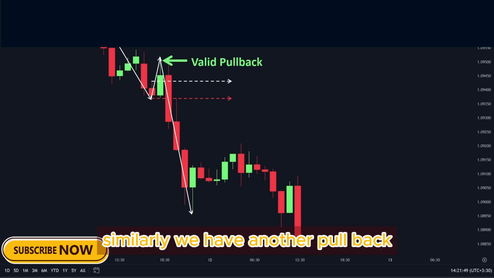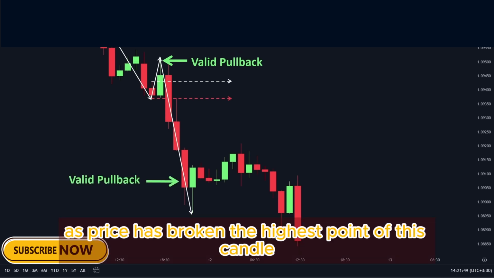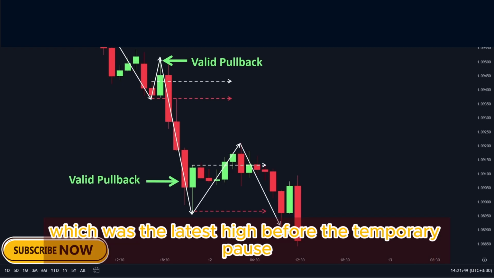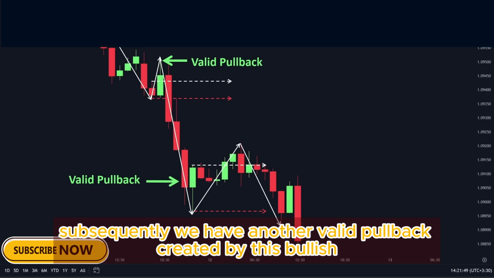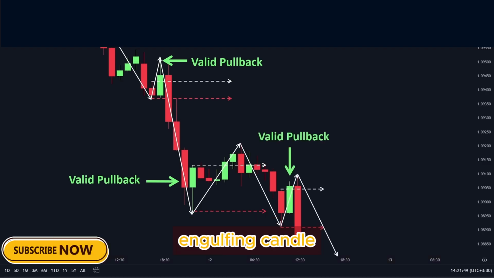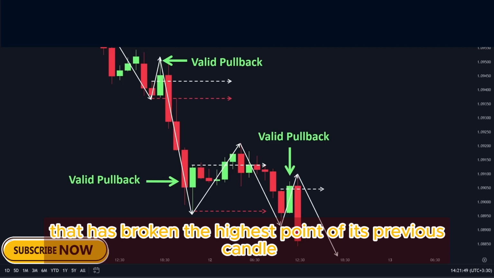Similarly, we have another pullback, as price has broken the highest point of this candle, which was the latest high before the temporary pause. Subsequently, we have another valid pullback created by this bullish engulfing candle that has broken the highest point of its previous candle.